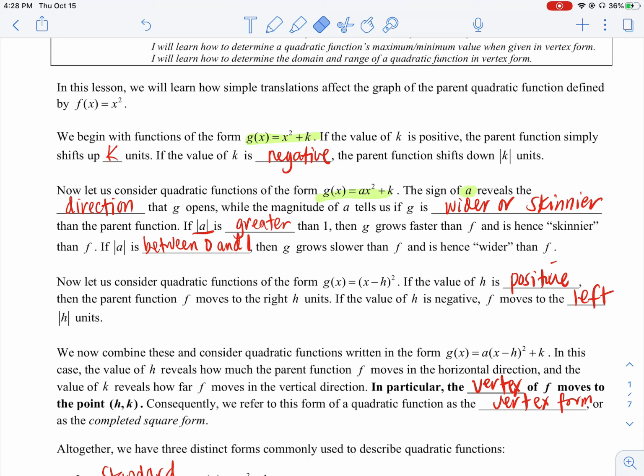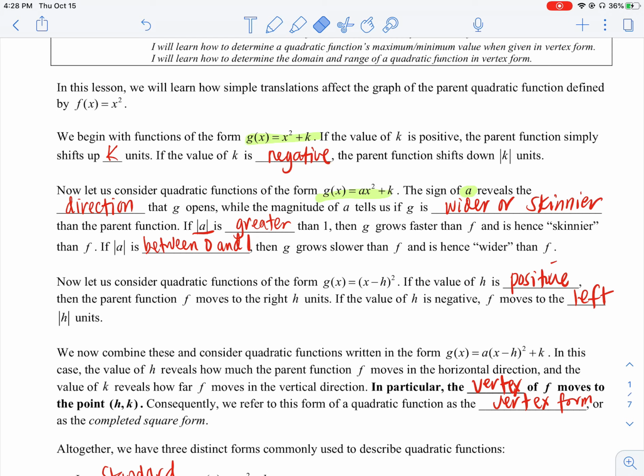Now let us consider quadratic functions of the form g of x equals ax squared plus k. The sign of a reveals the direction that g opens. So the sign of a will tell us if our function is facing up or facing down, while the magnitude of a tells us if g is wider or skinnier than the parent function.